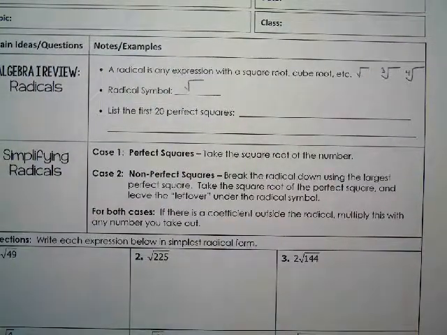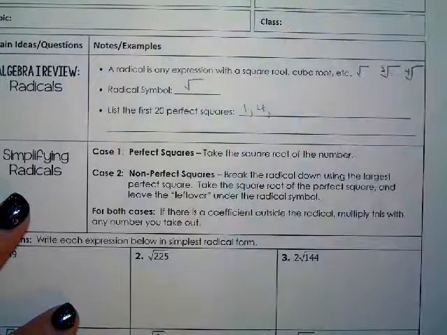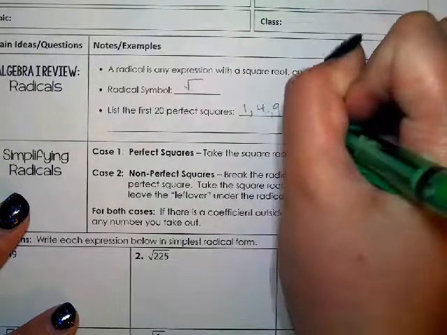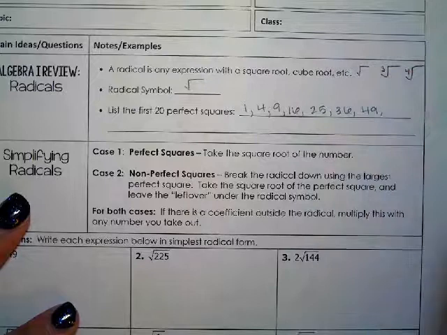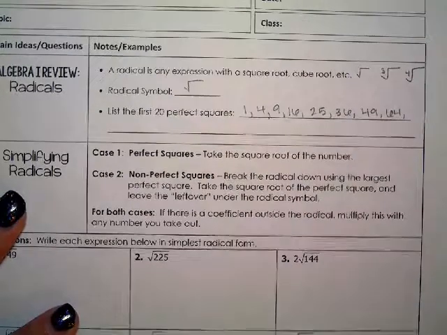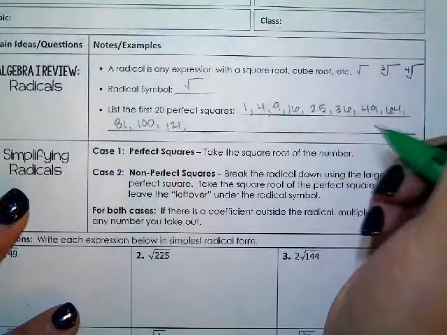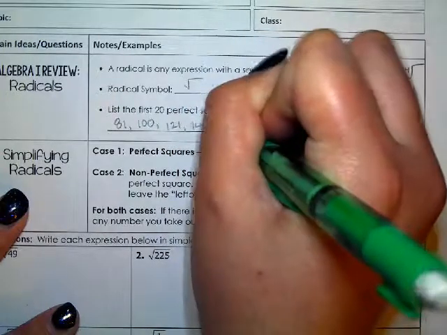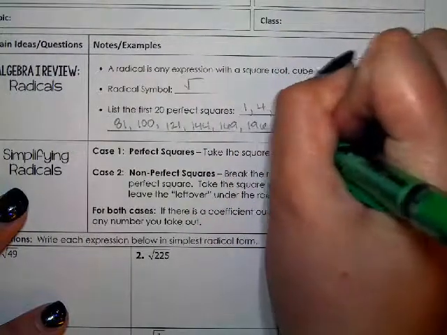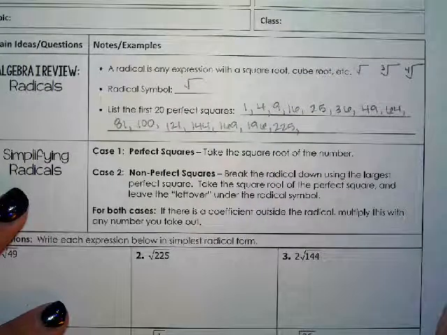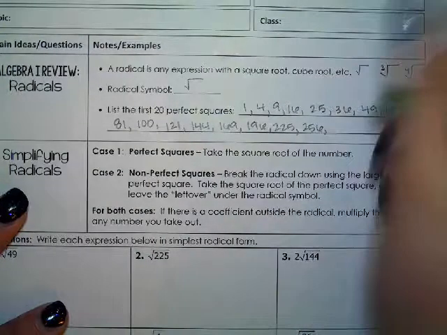All right, first 20 perfect squares, that's way too many. We're not going to do that many. 1 squared is 1, 2 squared is 4, 3 squared, 4 squared, 5 squared, 6 squared, 7 squared, 8 squared, that one had a little more hesitation, 9 squared, 10 squared, 11 squared, 12 squared, 13 squared, there we go, 14 squared is 196, 15 squared, 16 squared is 256. That's as far as I know. What's 17 squared? I didn't know that one.